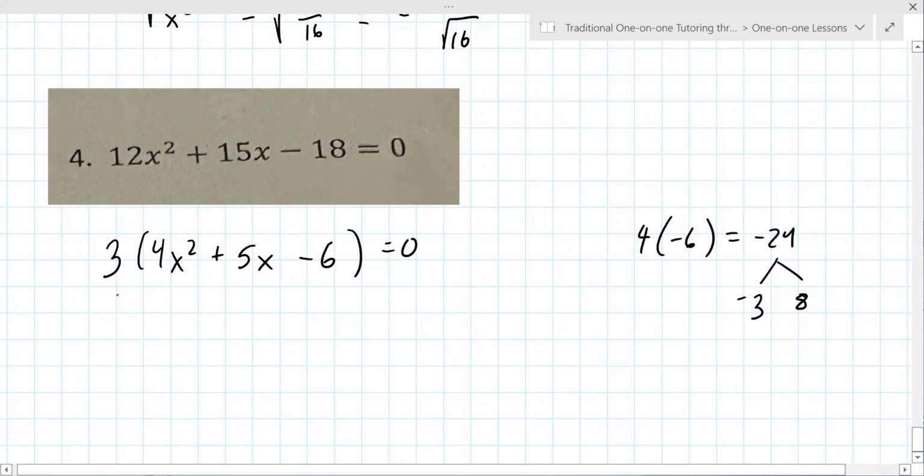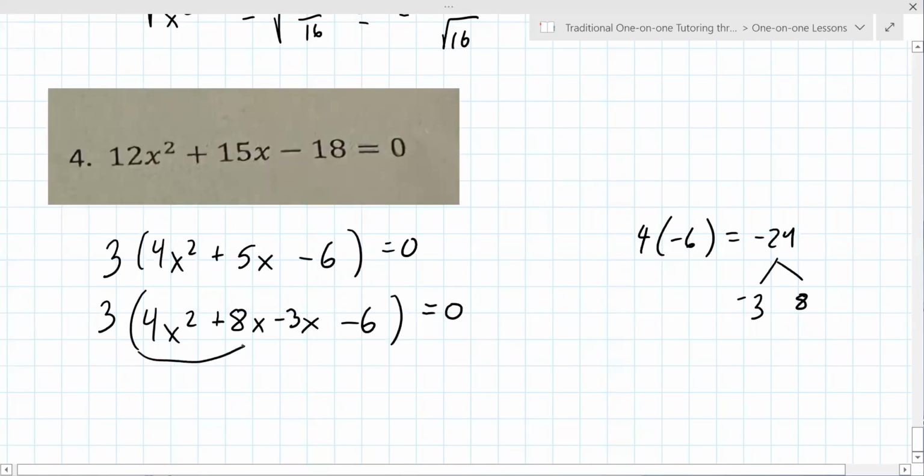Yeah. 12x squared minus 3x. Why don't you do the 8x? I think you'll be more comfortable with that. Oh, yeah. Plus 8x. Now you're supposed to bring the 3 down each time. Just don't forget it. That's probably the main thing you might see. And so what is the common factor between 4x squared and 8x? 4x.